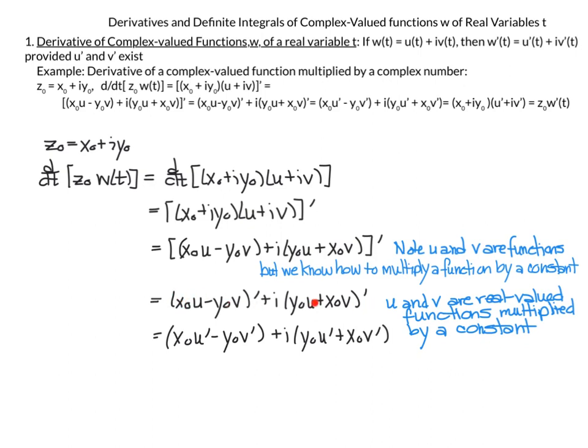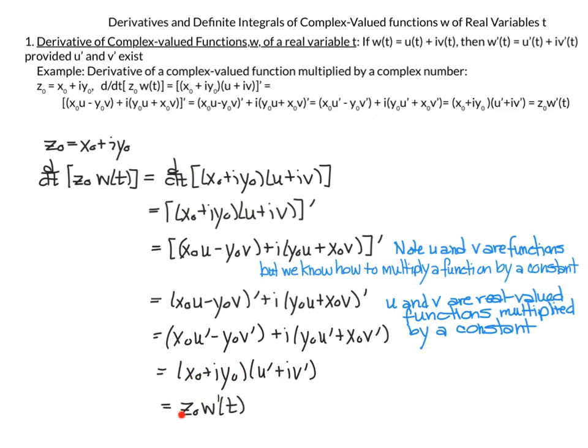So being able to do this here is different than what we're trying to prove here, but this is one of the steps we need to use. Now I can group my x naught + i y naught together, and I can multiply u' + i v'. You can verify this is equivalent to the expression above.